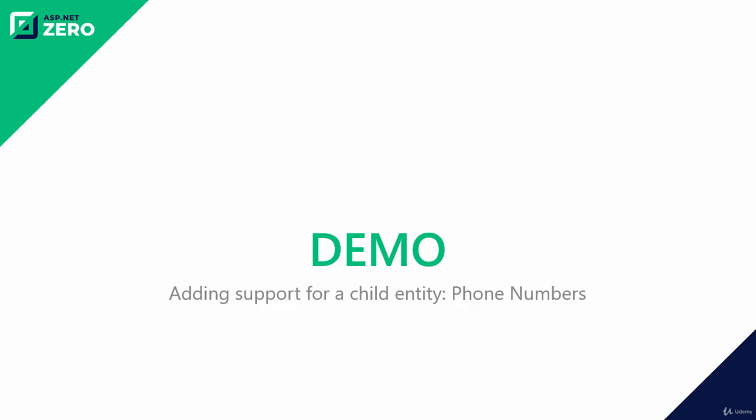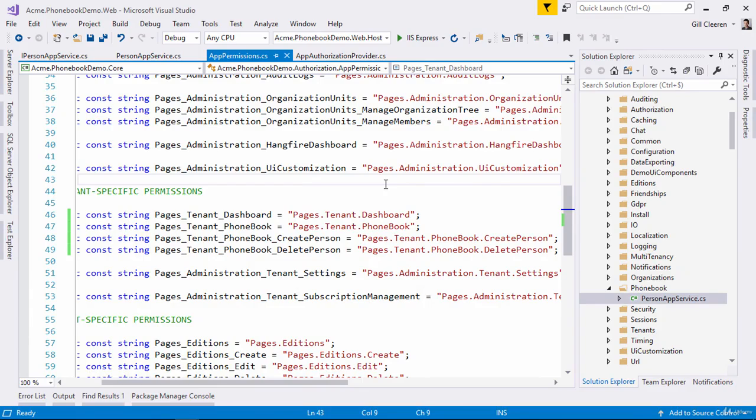So far, the application is just using one single entity. In the next demo, which is quite a large one, we are going to bring in support for adding a child entity. Person instances can have phone numbers, and that's the relation we are going to bring in.